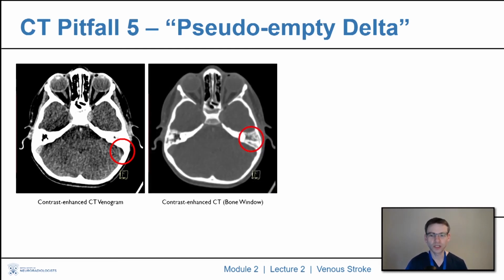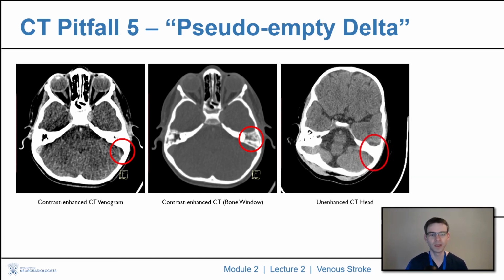We look at the bone windows, there's lots of fluid in the mastoid air cells, and actually on the bony reconstructions, there's some bone destruction there. So this looks like a mastoiditis, which of course is something that's associated with venous thrombus. But let's go back and look at the unenhanced CT head, where we see hypodensity in this region. In fact, anterior to the temporal bone, you can also see hypodensity.